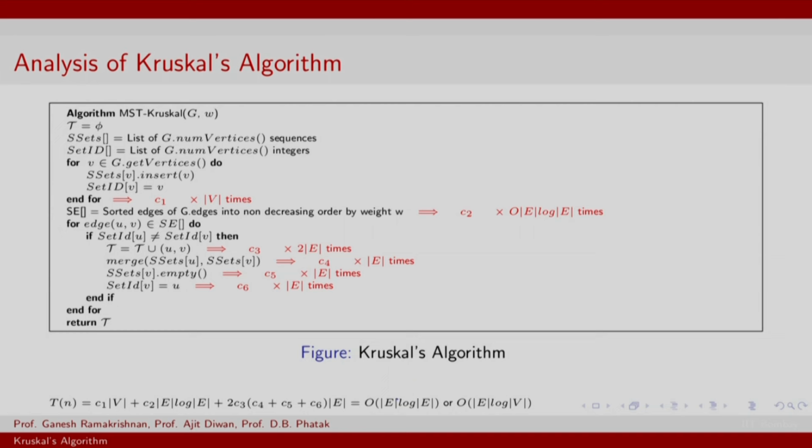So one can show that this overall complexity is dominated by this order E log E sorting step, and the worst case E is order V square. So therefore order E log E can also be written as order E log V.